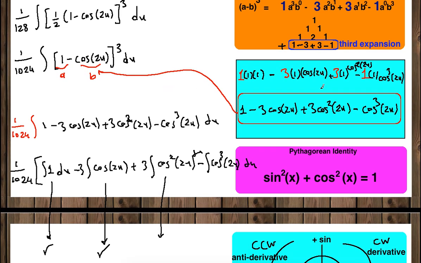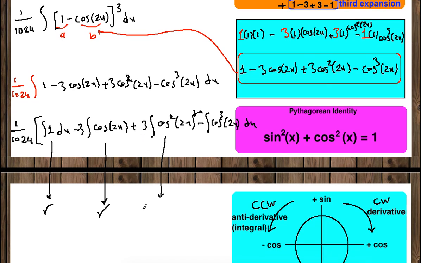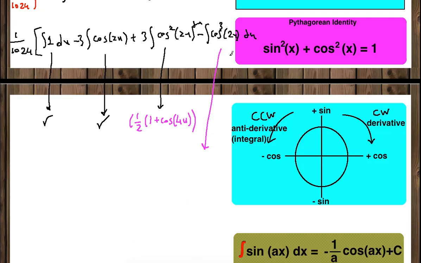Let's go back to our plan. So here we're going to use the half angle identity, which is going to be 1/2 times 1 plus cosine of, this is 2u, so we have to double it, which is going to be 4u. And here our plan is to break cosine cubed into cosine squared of 2u times cosine of 2u, and then apply the Pythagorean identity and u substitution. Since we have u here, we're going to use v substitution. Now we know our plan. Let's apply.